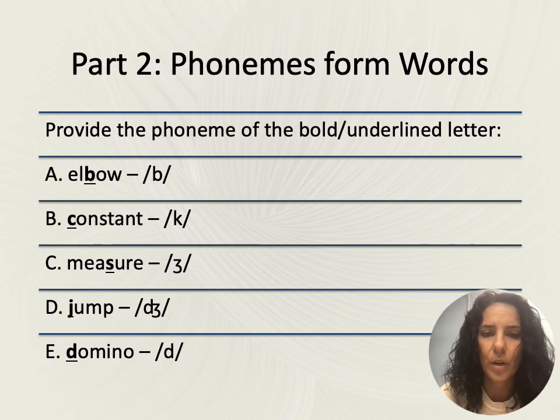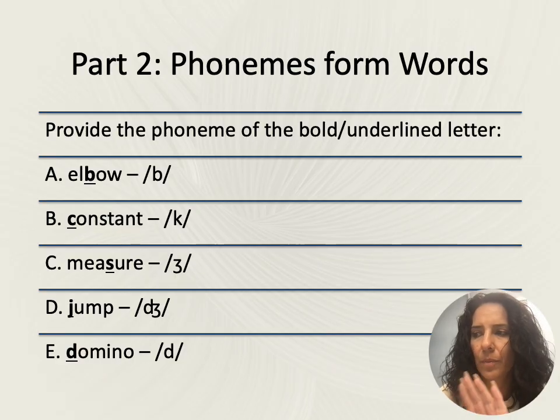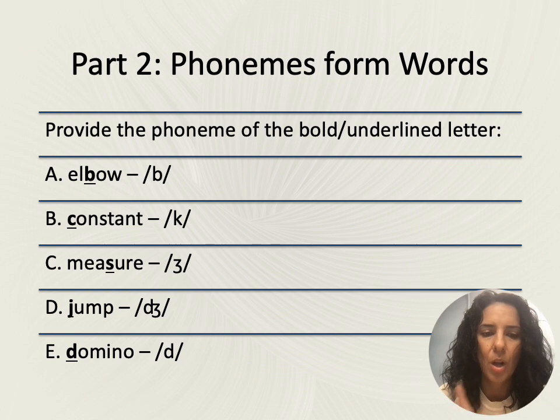part 2. So we are in part 2, and how phonemes form words. Okay, so you provided us with the words elbow, constant, measure, jump, and domino. The word elbow, the bold B, represents the voiced bilabial stop phoneme B, right? Then in the word constant, the bold C represents the voiceless velar stop phoneme K, and even though it's spelled with a C, it's still a K.